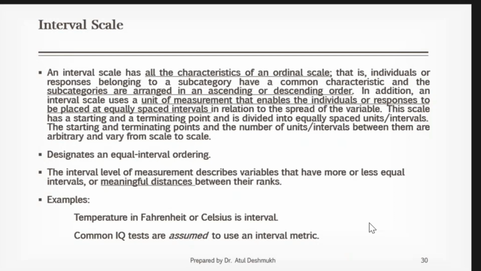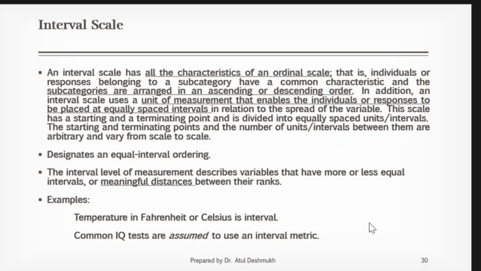They are spaced at equal intervals. When such a thing happens, or when the temperature rises from 97 to 98 and from 98 to 99, whatever change is happening, the change is equal. So whenever we have such equal intervals, that is called an interval scale. In an interval scale, it is not a full scale. It is not an absolute scale.